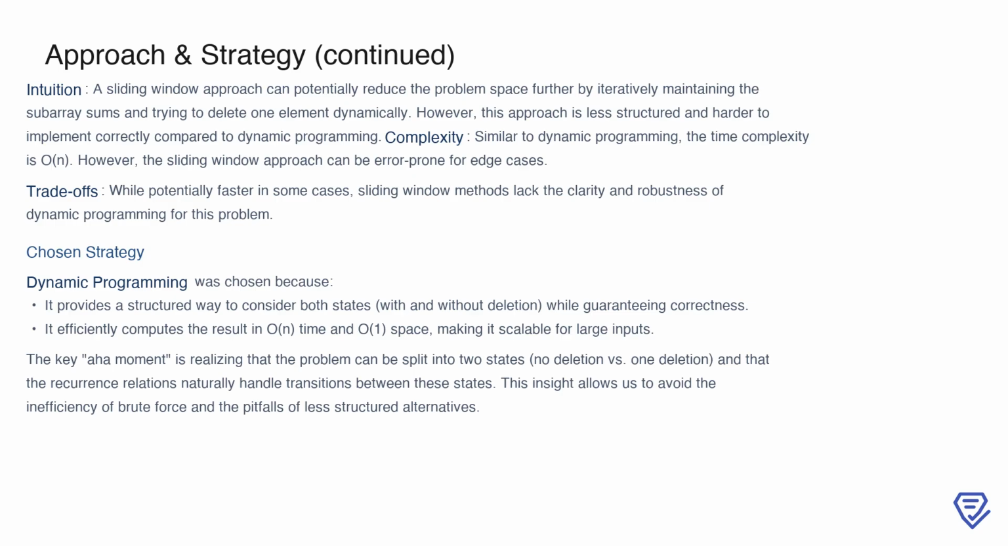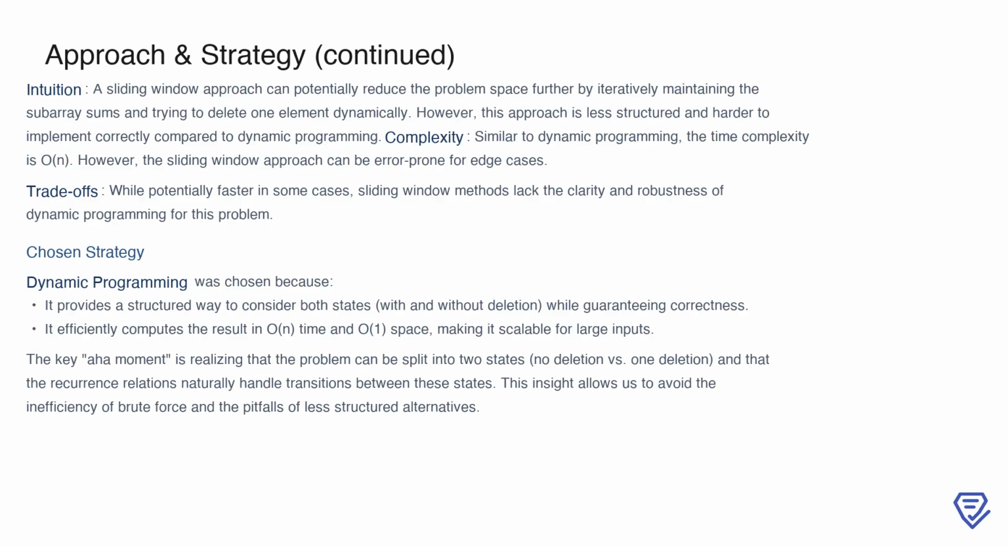An alternative to dynamic programming is the sliding window approach, which iteratively maintains the subarray sums while dynamically considering the deletion of one element. The intuition here is to reduce the problem space even further by leveraging the idea of a moving window to track sums. However, this approach is less structured and can be challenging to implement correctly. The complexity remains O(n), similar to dynamic programming, but sliding window solutions often struggle with edge cases, such as arrays filled with negative numbers or scenarios where deletions must occur outside the window.